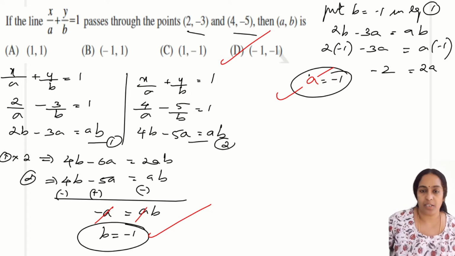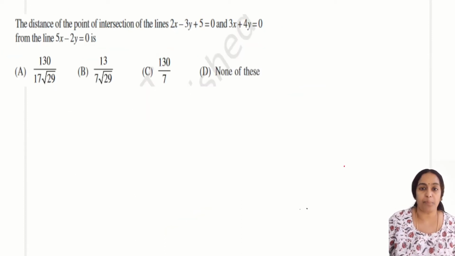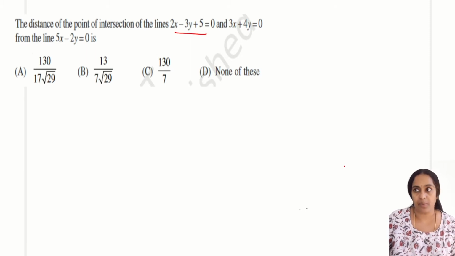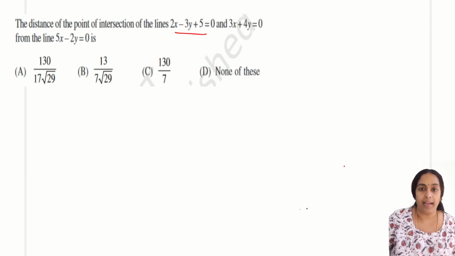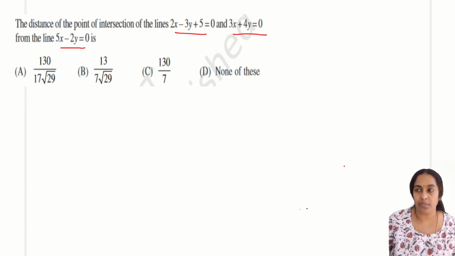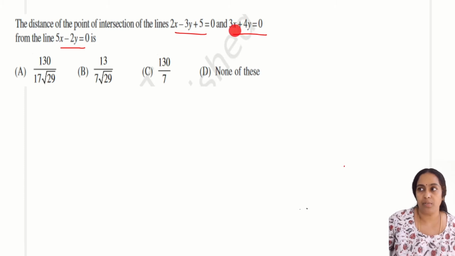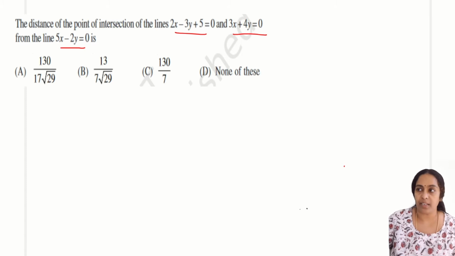The next question, the distance of the point of intersection of the lines 2x minus 3y plus 5 equals 0 and 3x plus 4y equals 0 from the line. There's a third line given here. So which means the question says you need to find the point of intersection of these two lines from the line 5x minus 2y equals 0. First let's find the point of intersection. So what is the point of intersection?